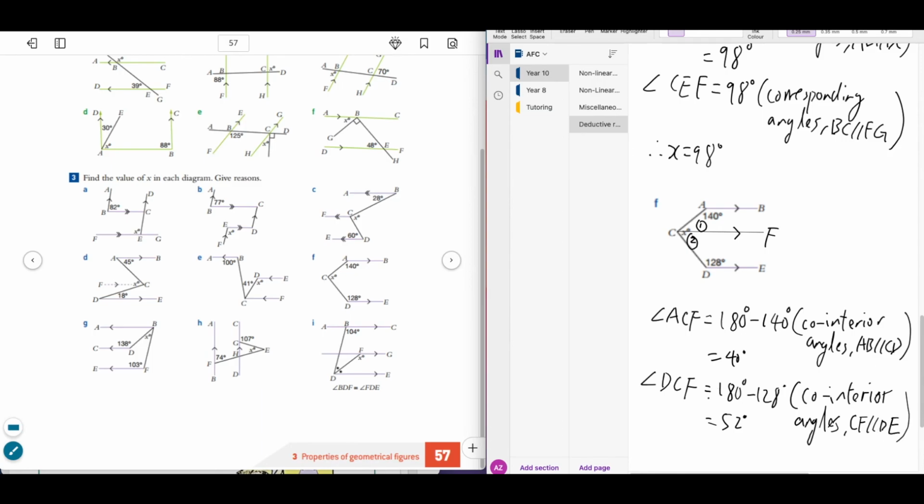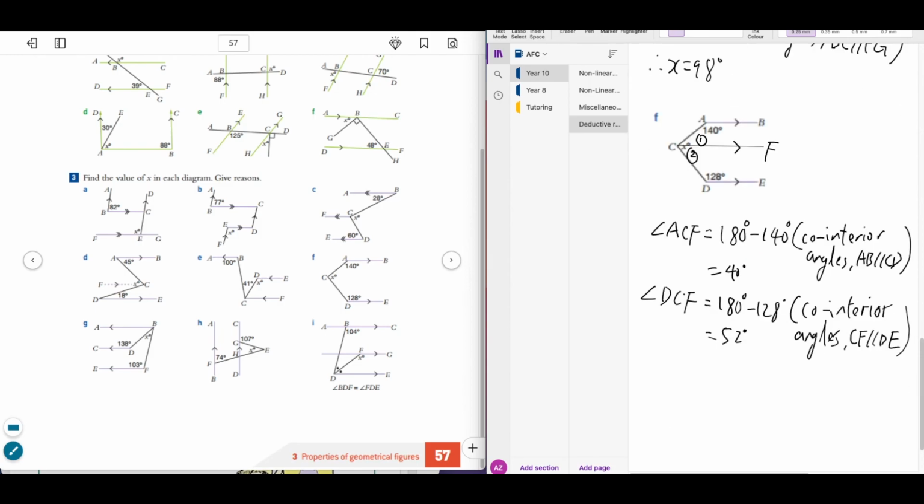Okay, so now you've worked out what angle ACF and angle DCF is. Then you can say angle ACD is equal to 40 plus 52. And the reason for this is called adjacent angles, because remember, adjacent angles are just angles right next to each other. And this equals 92 degrees. So then you can say, therefore, x is equal to 92 degrees.